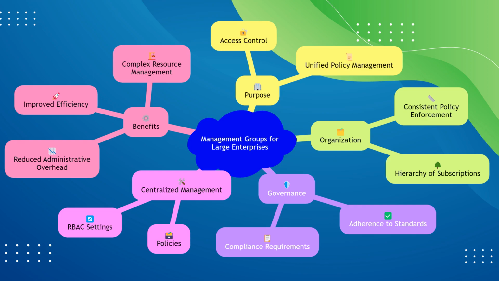By organizing subscriptions into a hierarchy, management groups allow for consistent policy enforcement and access control across the organization. This simplifies governance and ensures that all subscriptions adhere to organizational standards and compliance requirements. Management groups also enable centralized management of policies and RBAC settings, reducing administrative overhead and improving overall efficiency. This hierarchical structure is particularly beneficial for large enterprises with complex resource management needs.